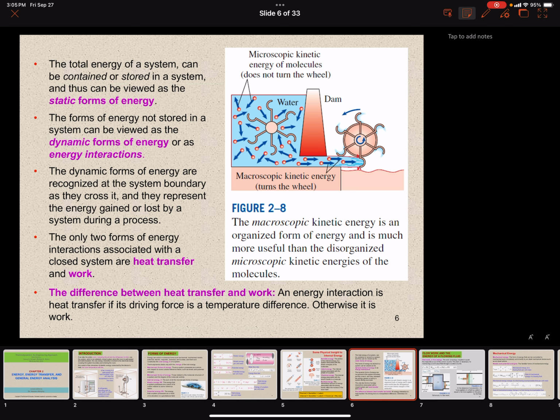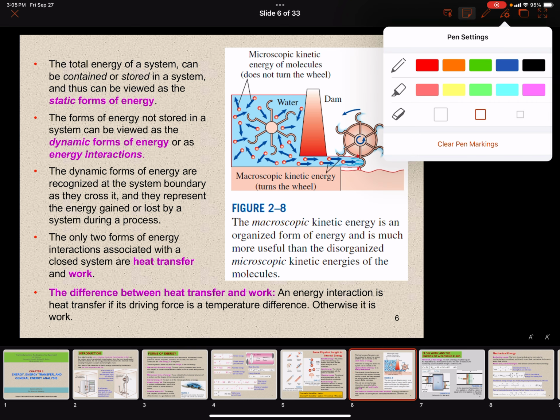For this slide, it's explained. Let me just hide this one.